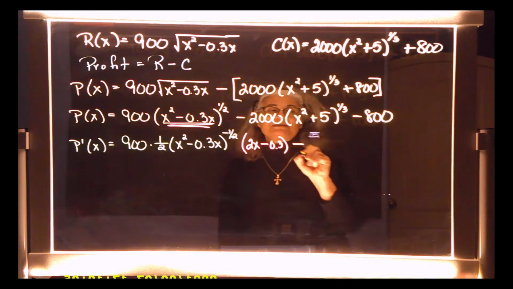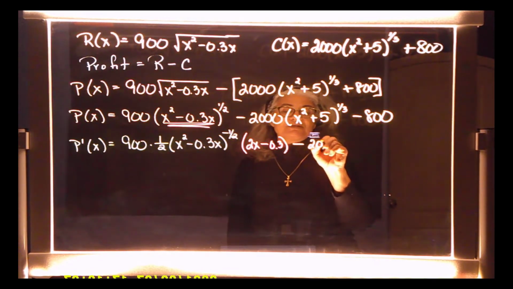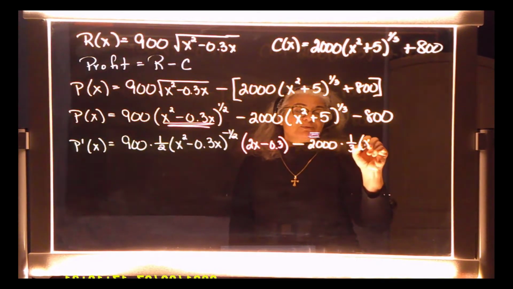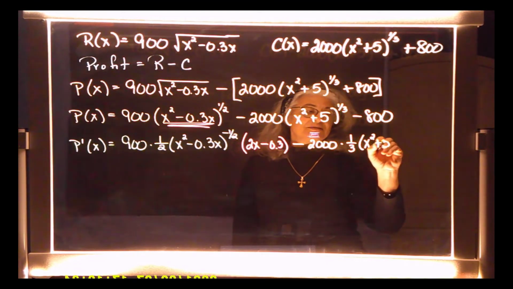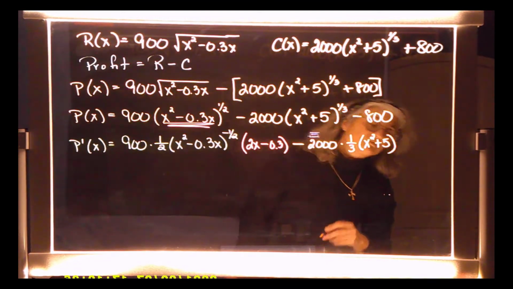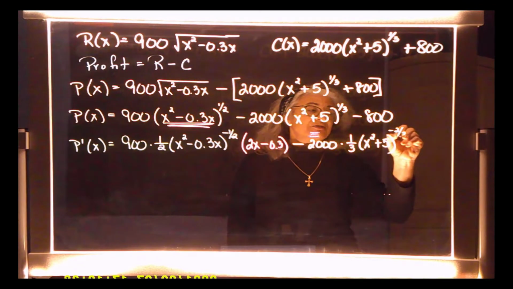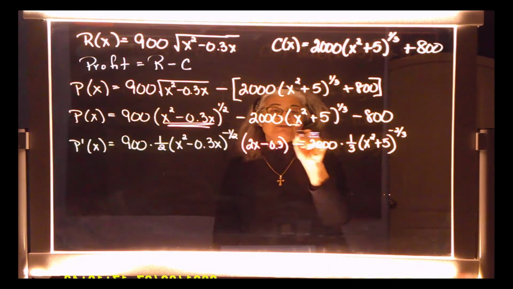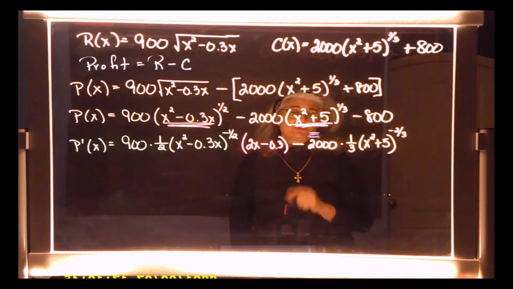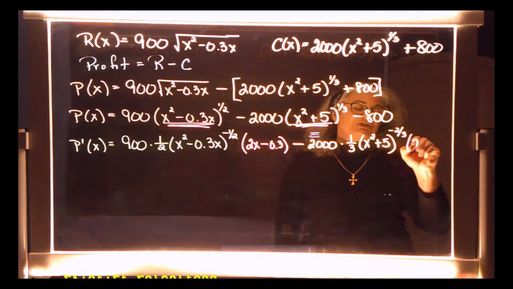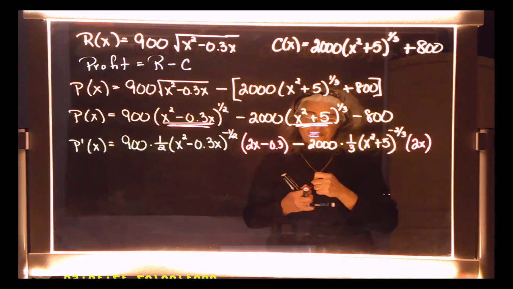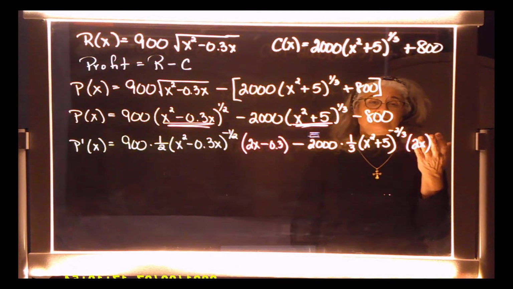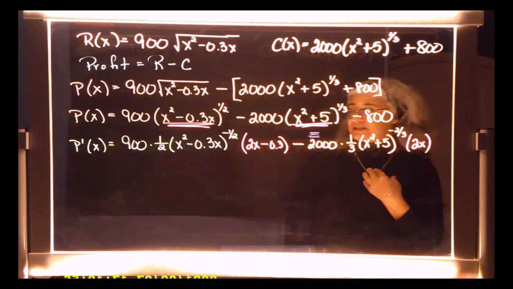Okay, so minus, we've got this 2,000. We bring down the 1/3. We reduce the power by 1. So what's 1/3 minus 1? Good, negative 2/3. And yes, we have to take the derivative of that, which would just be what? Good, 2x. And then we have to take the derivative of this 800. So minus what? Yeah, 0. So I'm not even going to worry about the minus 0.